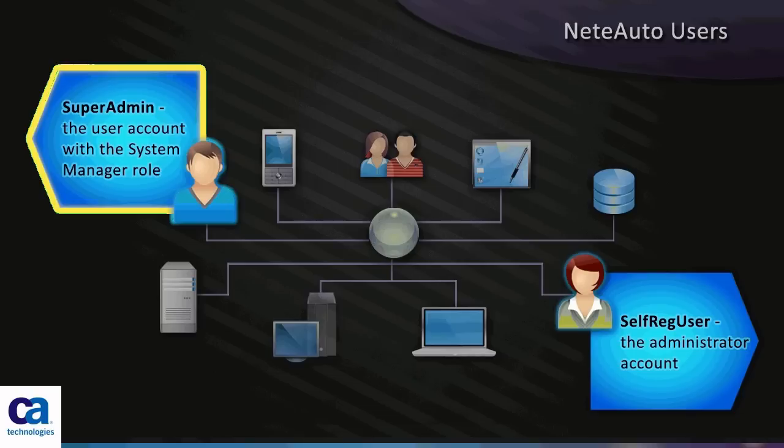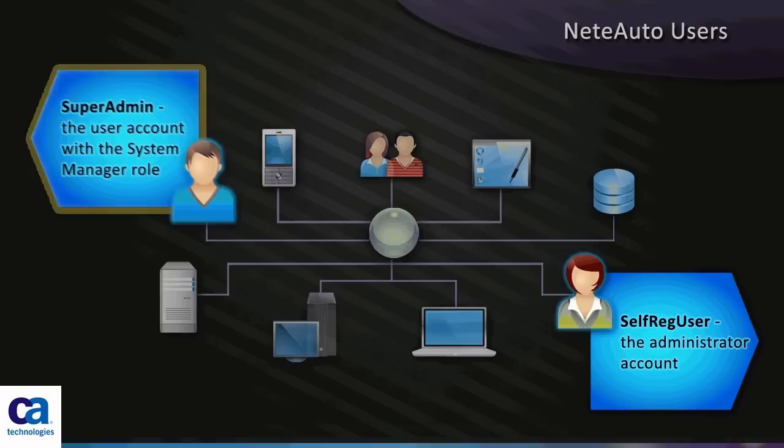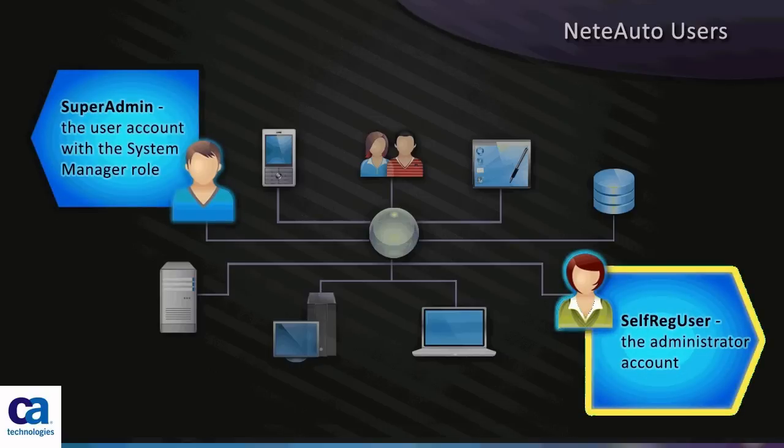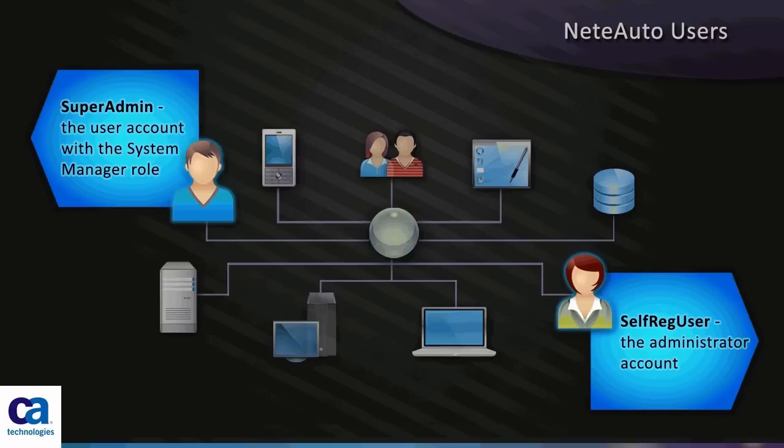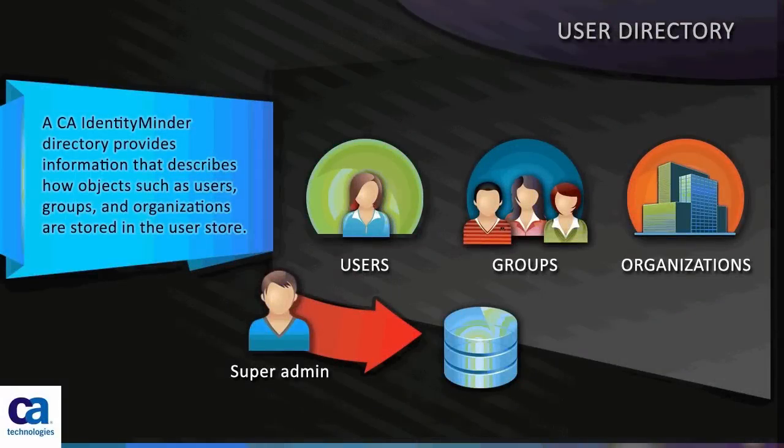Superadmin, the user account with a system manager role who can perform all default admin tasks. Self-reg user, the administrator account that CA IdentityMinder uses to enable self-registration for the CA IdentityMinder environment. Based on the assigned roles, certain tasks appear when the user logs in. A CA IdentityMinder directory provides information that describes how objects such as users, groups, and organizations are stored in the user store. As a superadmin, you will create the user directory for NeedAuto.